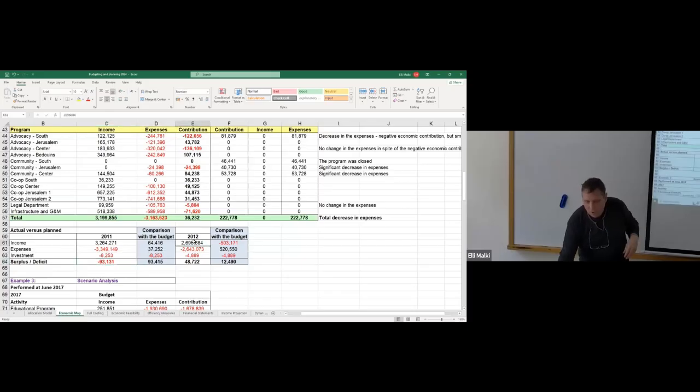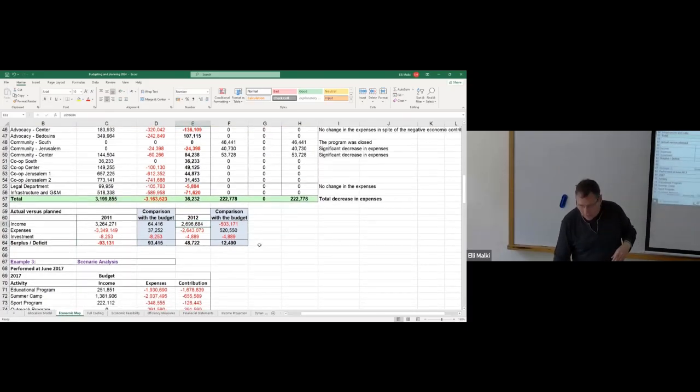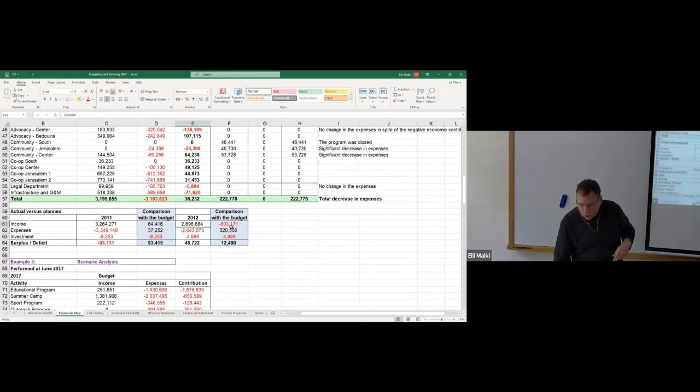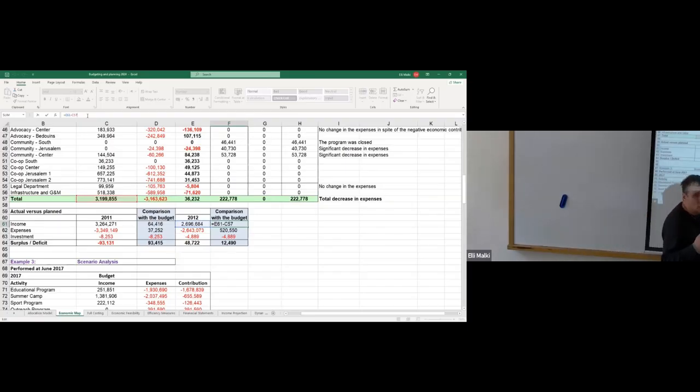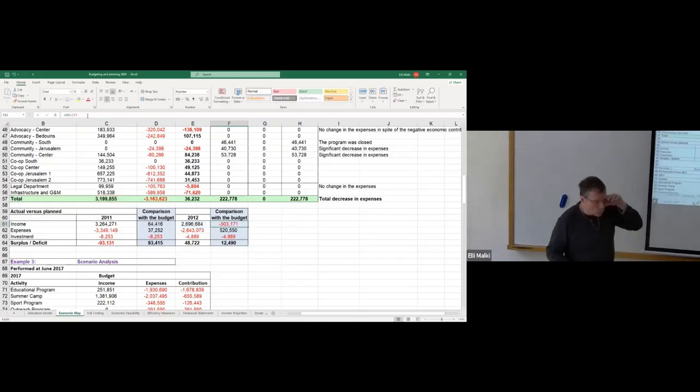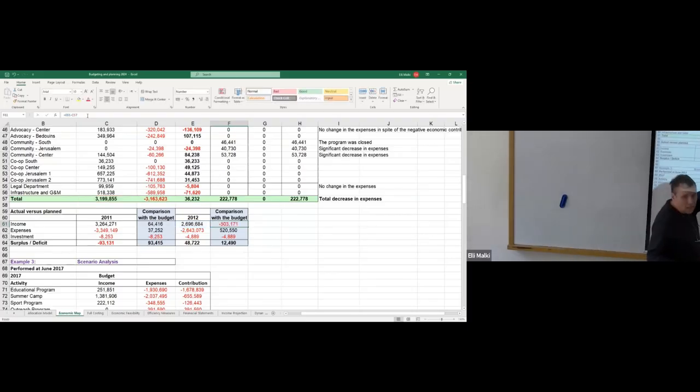Now, if we go to 2012, and here we can see a very dramatic change. So let's look at income first. The actual income, remember that we assumed when we did the analysis that in 2012 we have the same income as in 2011. That was a working assumption. We didn't know, so we assumed that. Actual income was lower by 500,000 shekel.